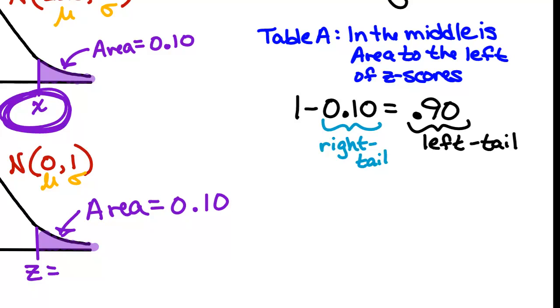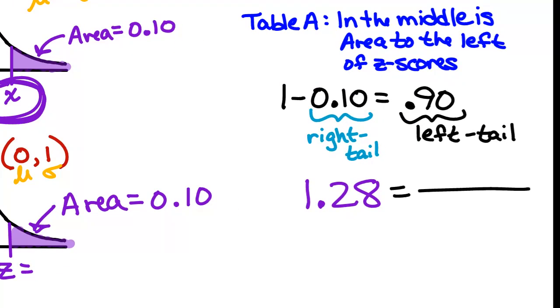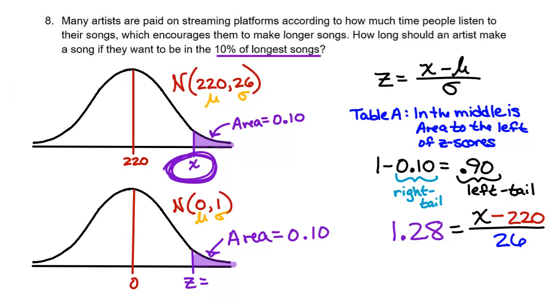All right, so I have 1.28 equals, we don't know the x value, but we do know the mean. What is that? 220 divided by our standard deviation, which is 26. Solve that now for x.